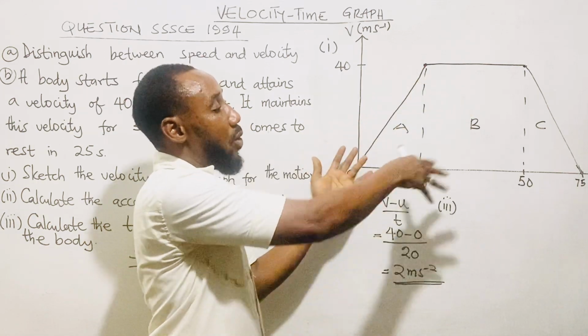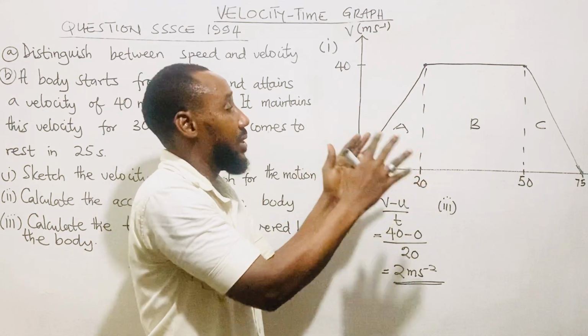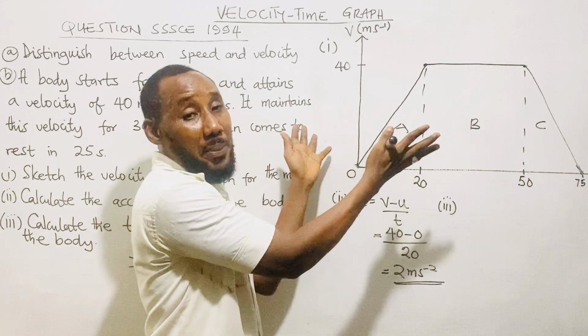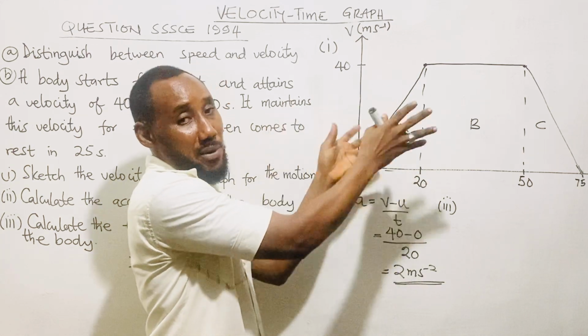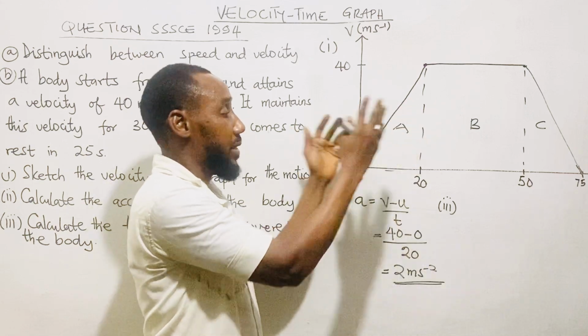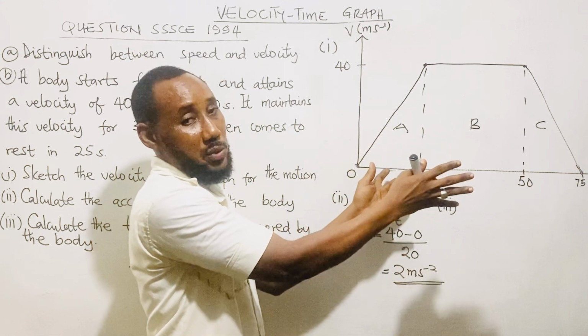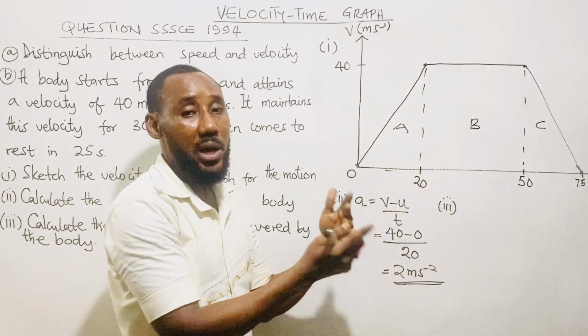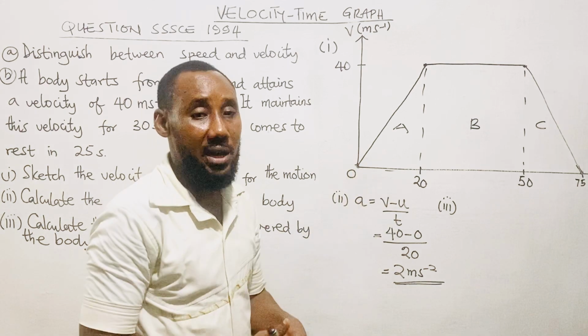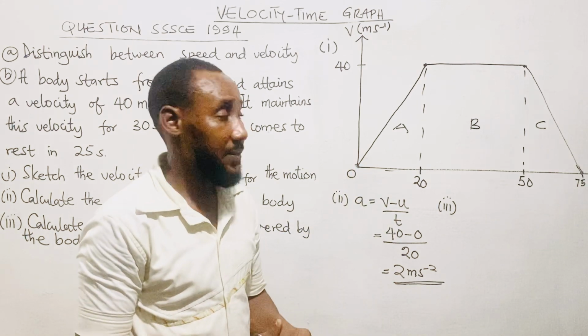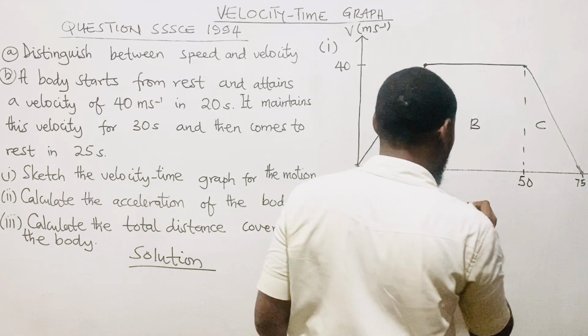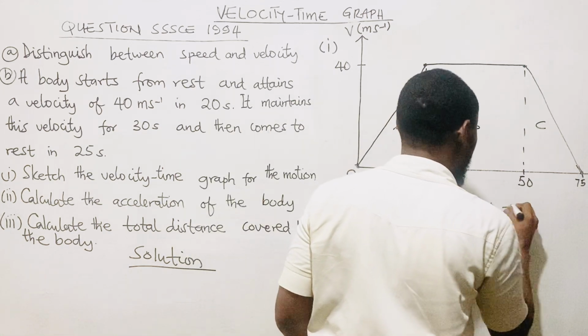Or we can look at the whole graph as a single figure, like a trapezium, use the formula to calculate the area of a trapezium, and then we can also arrive there. And when we finish, we can use equations to cross-check and see if our calculations are right. Okay, so let's go this way.